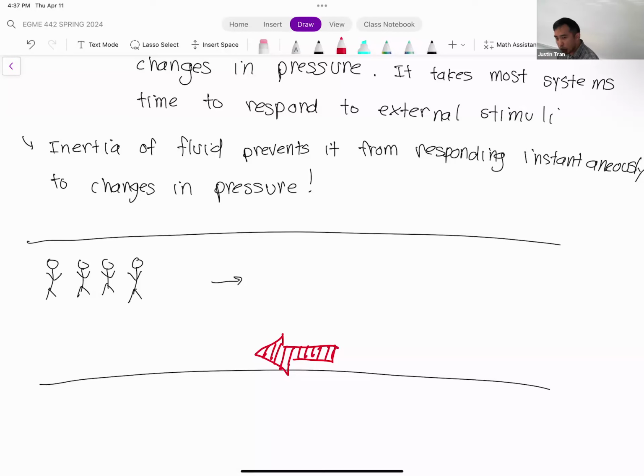Because we have people that already have some momentum going forward. Maybe not everyone saw the sign, and so people are still going that way, and you're trying to fight against the flow. Now it takes time for everyone to reverse course and go the other way. Now imagine that happens a lot, so the direction of flow changes a lot. Eventually you're going to have chaos and people just not being able to move. And it's the exact same thing for fluids.